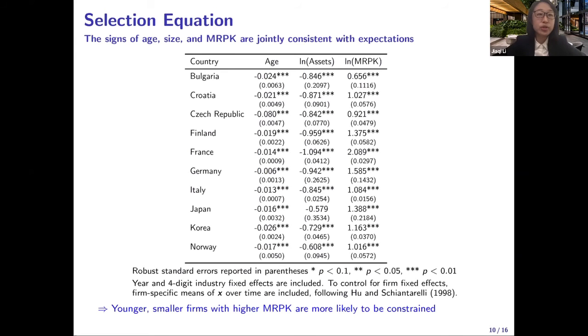Okay, so this slide shows some key variables in the selection equation. I didn't include the liquidity and leverage ratios here for simplicity, but they are included in the selection equation as well. So this table shows that age, size measured by the log of assets, and MRPK jointly have the correct signs, which are consistent with expectations that younger, smaller firms with higher MRPK are more likely to be constrained. So the signs for age and assets are negative, and at the same time, the sign for MRPK is positive. So the signs are jointly correct.